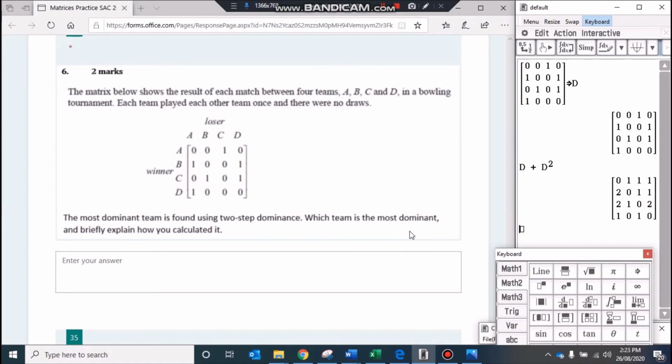Now, who is the most dominant? Well, let's sort of just work it out quickly. So it goes A, B, C, D going down. A has a total of 3. B has a total of 4, adding up the row. C has a total of 5, and D has a total of 2. So C had a total dominance of 5. So C is the most dominant player.